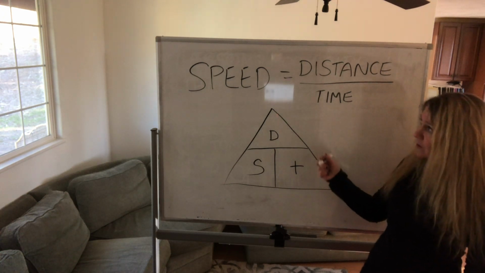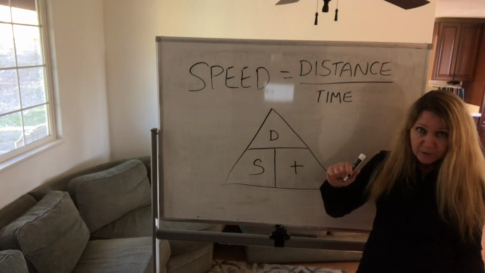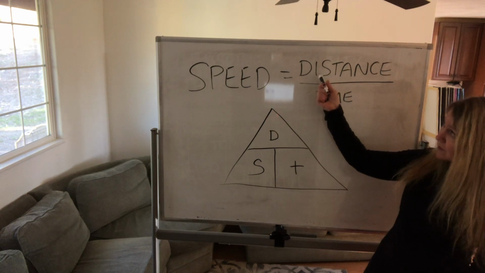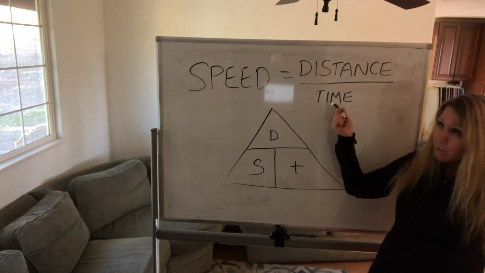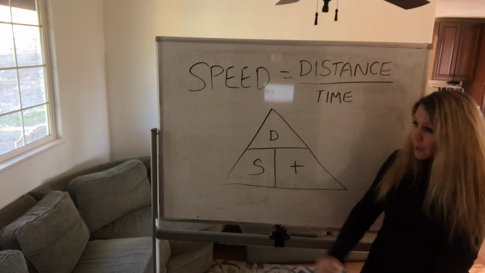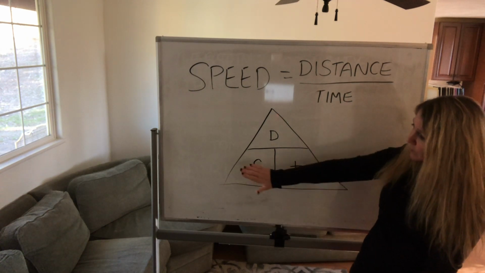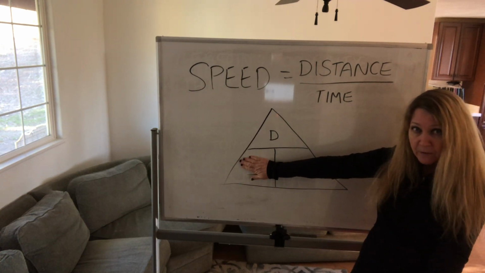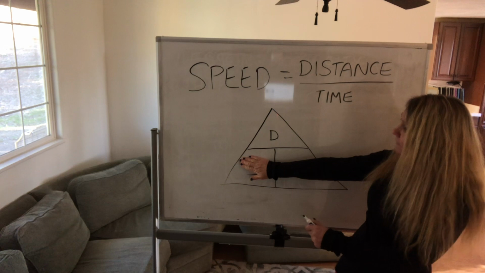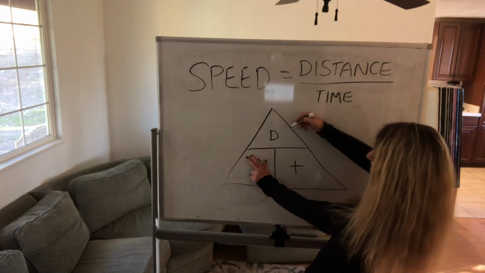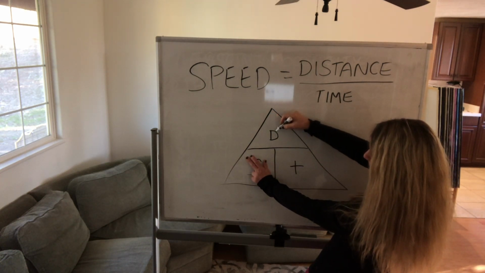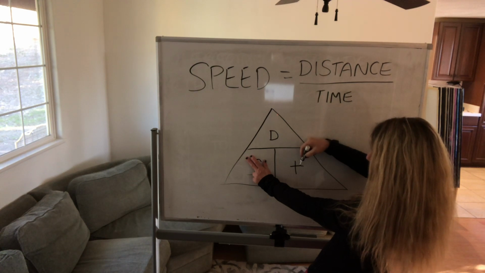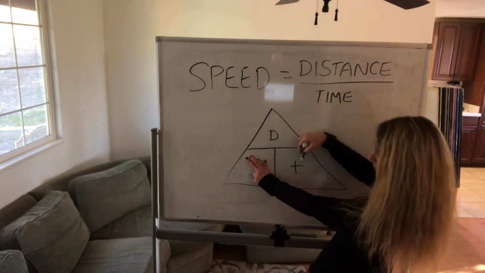If we're trying to figure out what the speed is, but let's say we're given the distance and the time, but we want to figure out what speed is, on the triangle we would just cover up the S, speed. And that leaves us, if you cover up speed, D, distance over time. So this means distance divided by time.